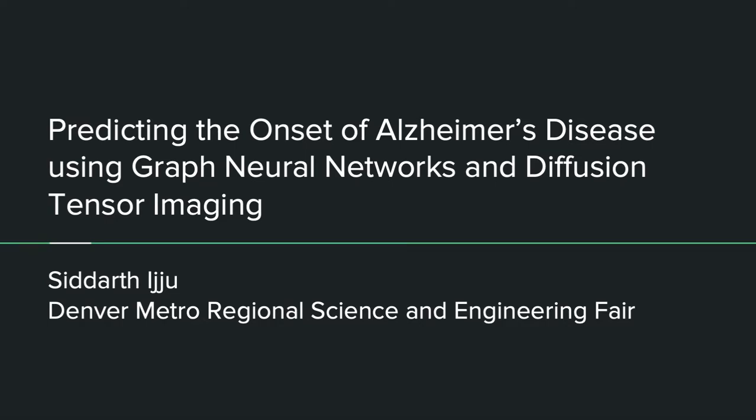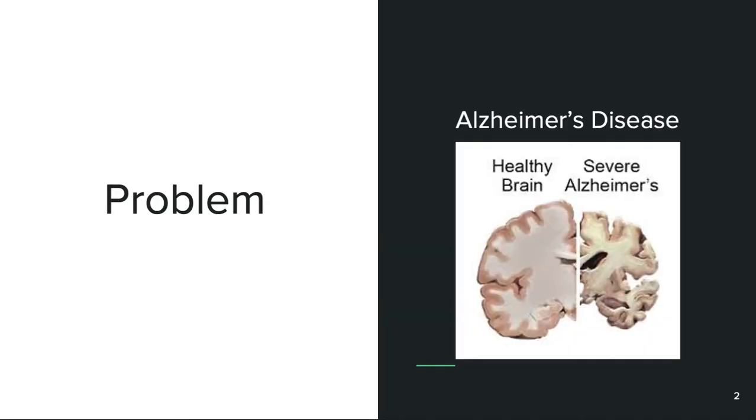I'm from the Denver Metro Regional Science and Engineering Fair, and today I'd like to show you my project for Stay Home in Science, which was about predicting the onset of Alzheimer's disease using graph neural networks and diffusion tensor imaging. So the problem I set out to solve involves Alzheimer's disease. Alzheimer's disease is an irreversible progressive brain disorder that slowly destroys memory and thinking skills and is the most common cause of dementia among older adults.